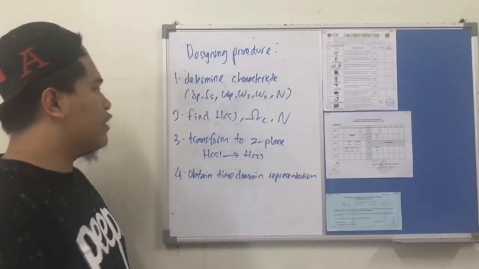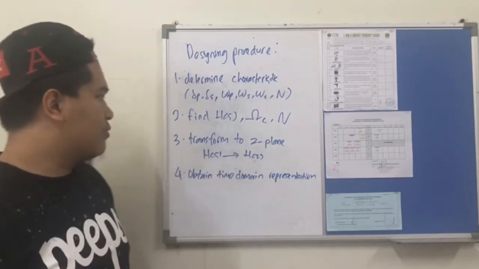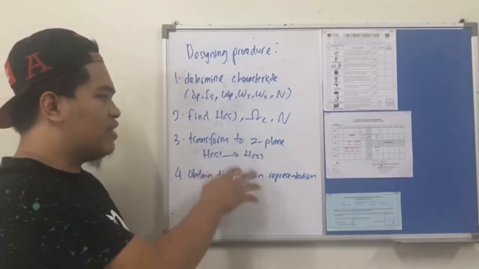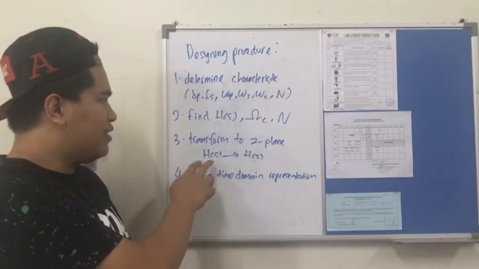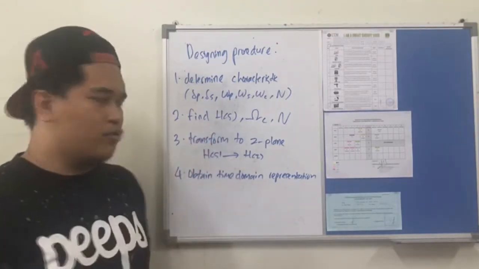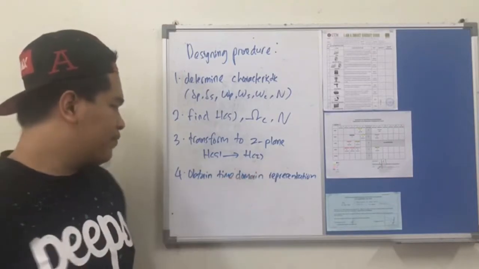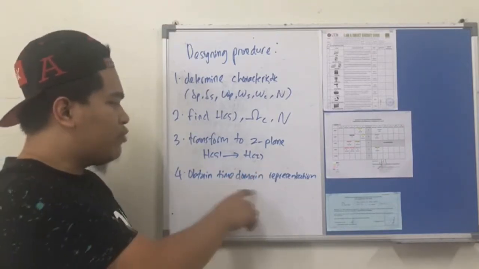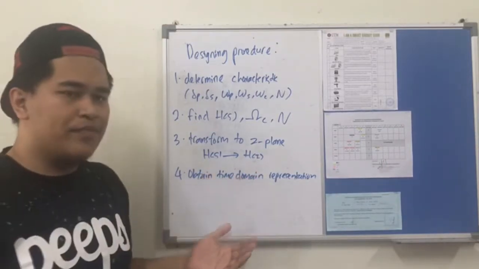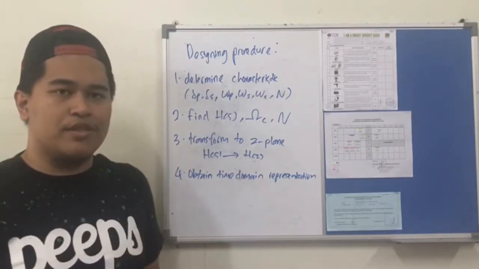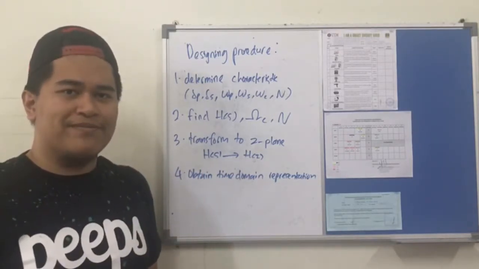After we have found the response, we transform it to the Z plane, from H(s), the original one, to H(z). And after we obtain H(z), we obtain the time domain representation of the system to be implemented in our question or design. That's all.